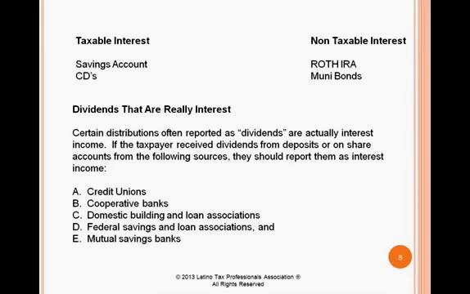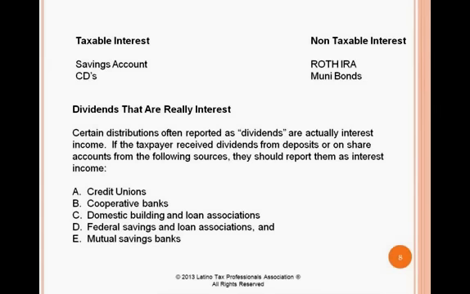Now, taxable interest is like savings accounts or CDs. Non-taxable interest is a Roth IRA or muni bonds. And again, under the 1099 INT, there is a box for tax-exempt interest that goes under line 8B. Now, there are sometimes dividends that are really interest.